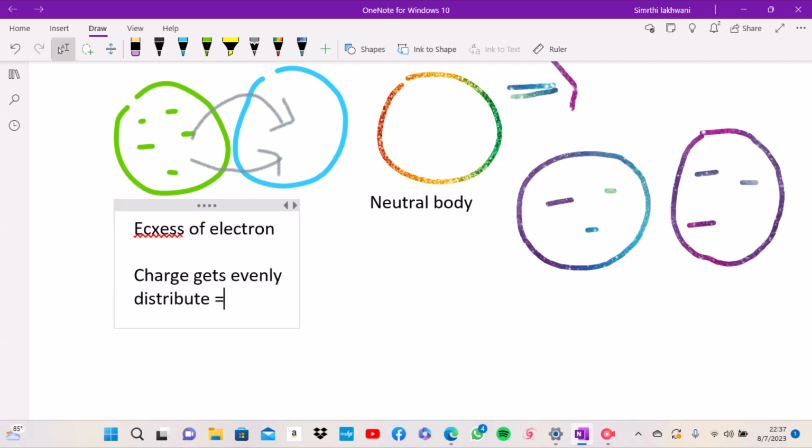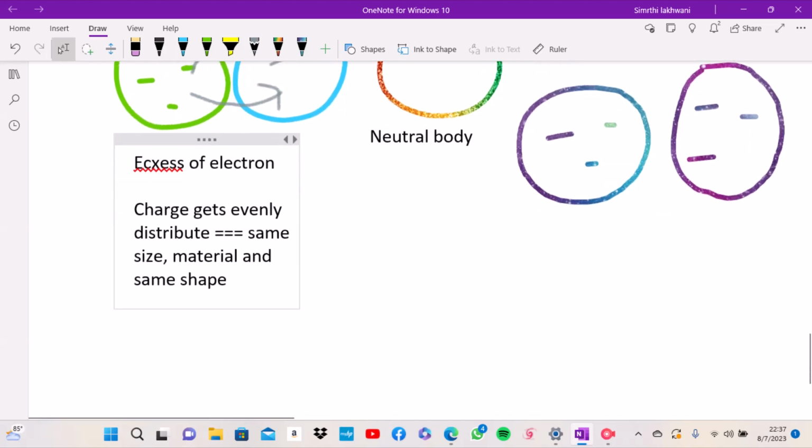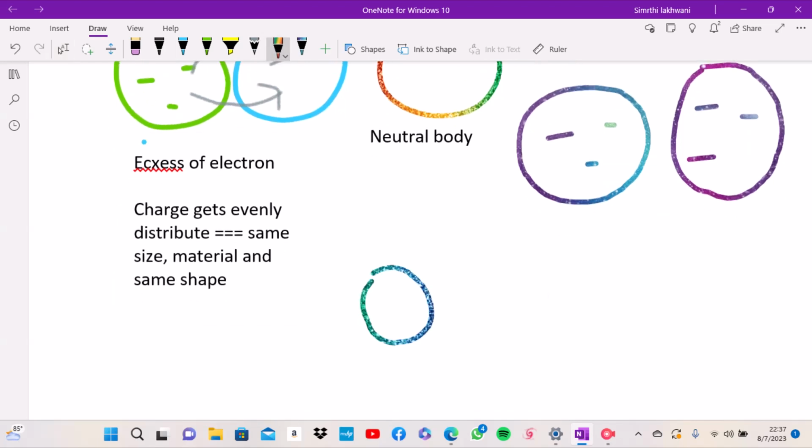This charge can only get evenly distributed if the bodies have the same size, same material, and same shape. Right? What will happen if it is the same?